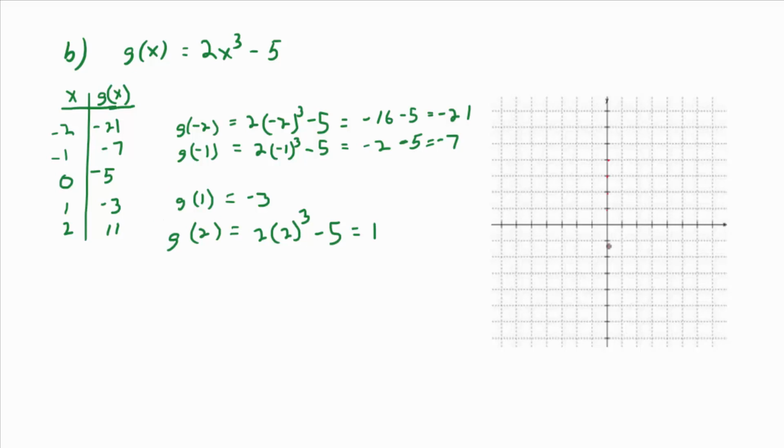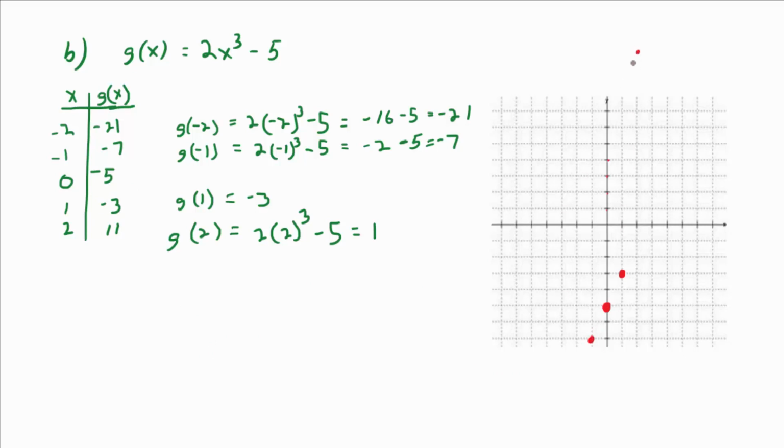So I'm going to do 0, -5 first. 0, 1, 2, 3, 4, -5. And then 1, -3, so over 1 down, 1, 2, 3. And then what else? 2, 11, I don't know. I could kind of get it on there. 1, 2, 3, 4, 5, 6, 7, 8, 9, 10, 11, somewhere up here, right? And then -2, -21 is too far down. I'm not going to worry about it. But -1, -7 would be right here.